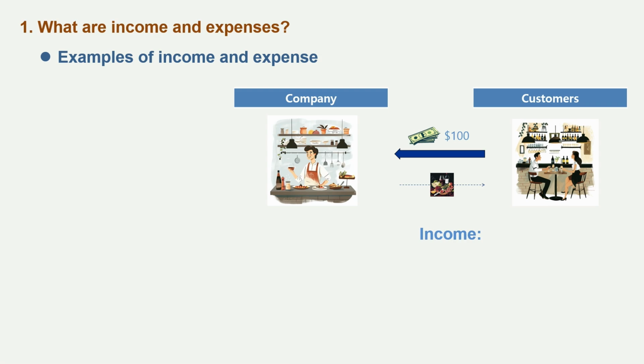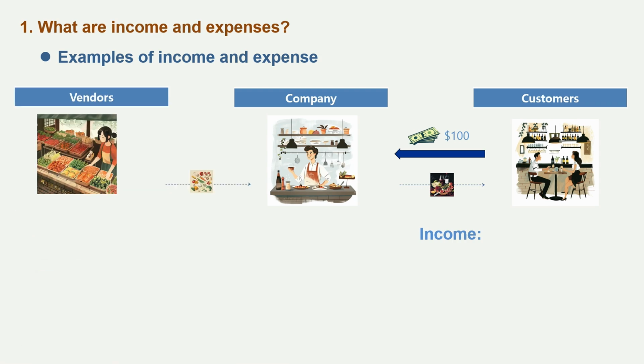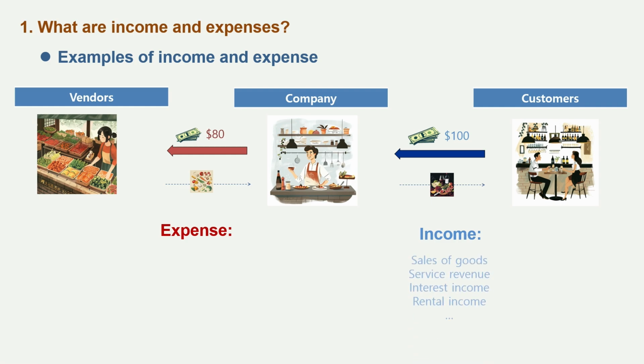In order to obtain food resources for the dining service, net assets would have decreased by the amount of the price paid to a vendor. It's obvious that this isn't a return of capital to shareholders, so it fits the definition of an expense. As you can see, the definition of income and expense is quite broad, and most of a company's transactions can fall within the definition. For example, income includes sales of goods, service revenue, interest income, rental income, and so on.